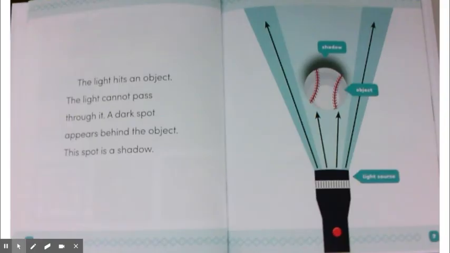The light hits an object. The light cannot pass through it. A dark spot appears behind the object. This spot is a shadow.